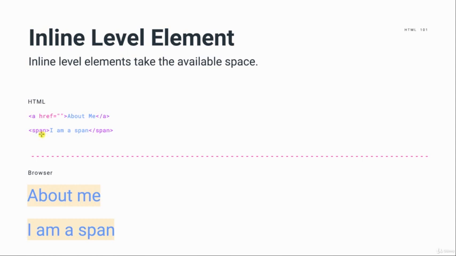Span elements are another inline level element. For example, you can put the span element even inside the about me element and then wrap it around the "about" and make it bold, or style the "about" differently. And again, I am a span. Span elements also take the available width and they don't go across the whole browser. Let's jump into the action and see a few examples of inline level elements.